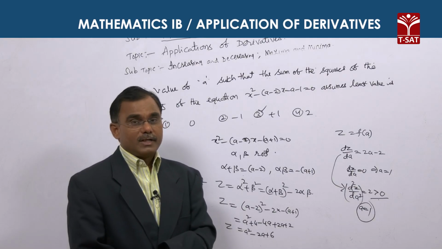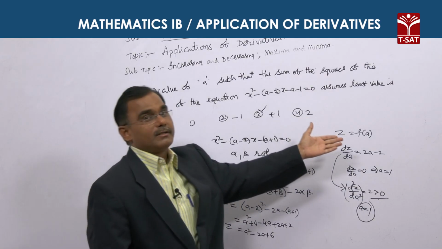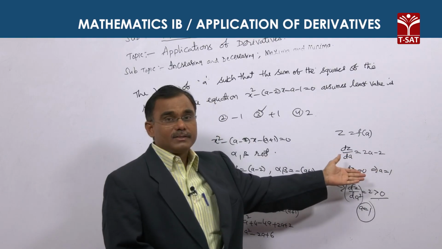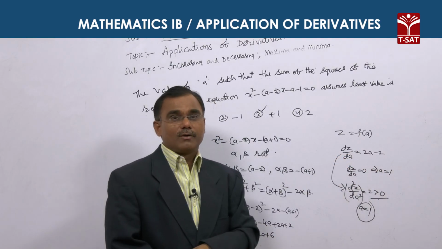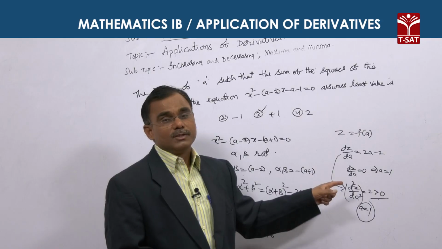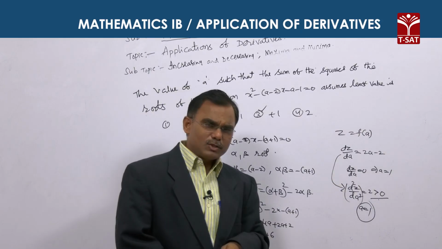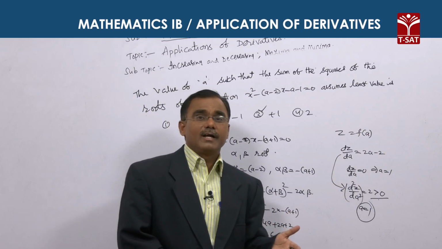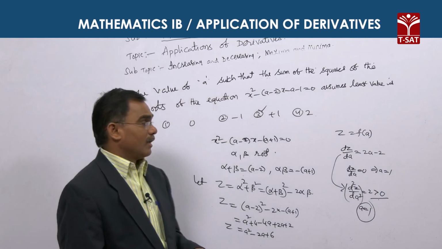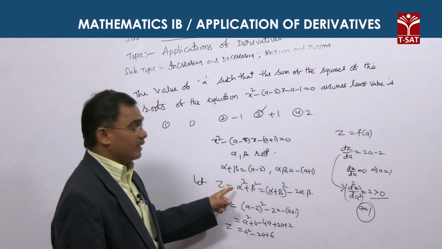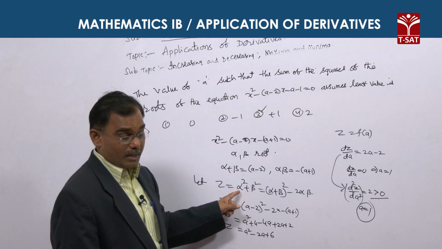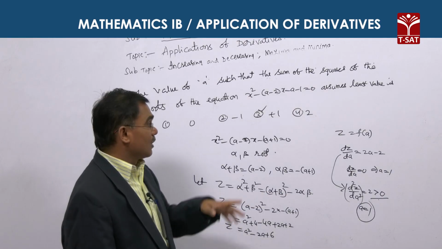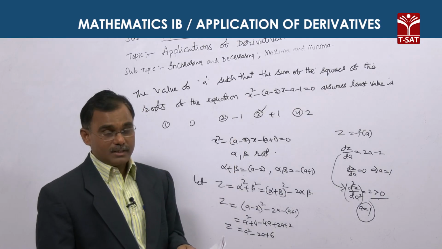Right? Minimum value of z is a function of a, that's why find dz by da. Minimum value at dz by da is equal to 0, a is equal to 1. We want maximum or minimum, the second derivative is always positive, that's why z has minimum value at a is equal to 1. Therefore, the sum of the squares of the roots is minimum at a is equal to 1, that's why a is equal to 1 is the correct answer.